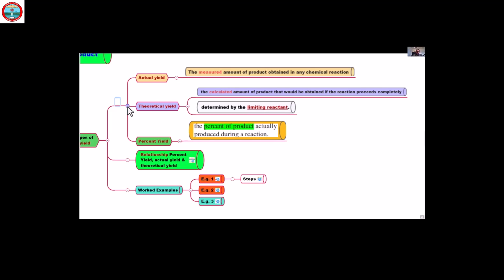What is their mathematical relationship? The mathematical relationship is this one: percentage yield equals actual yield divided by theoretical yield times 100%. By definition, the actual yield is less than the theoretical yield, so the percentage yield is always less than 100%. Let me explain this by example.